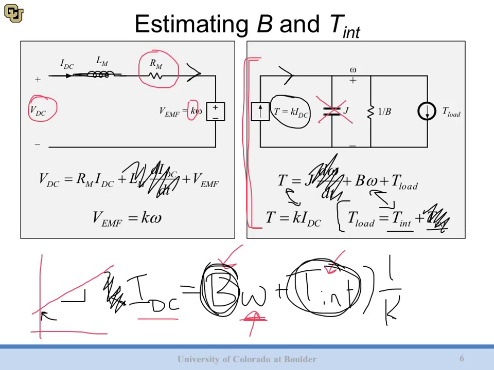Now, two things to make sure you're careful about here. The first one is you have omega, which is again angular frequency, so that's radians per second, not hertz. Be careful about that. Additionally, we have this scale factor on the end, so make sure you're multiplying everything by that. And that's pretty much it. Plug these into Excel and you should get a good measurement of what B is, which will give us this value, and what T int is.